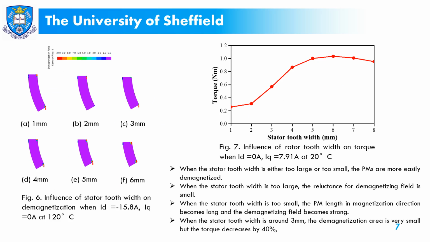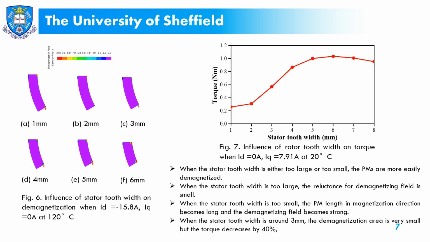Similarly, when changing the stator tooth width from 1 mm to 6 mm, different demagnetization ratio contours are presented. When the stator tooth width is too large or too small, the magnets are more easily demagnetized.